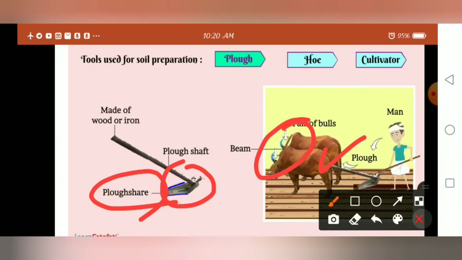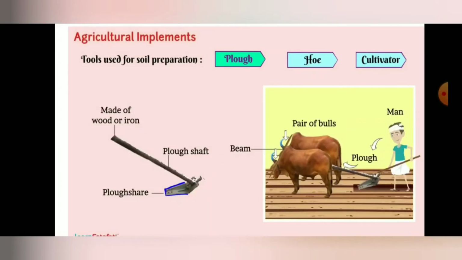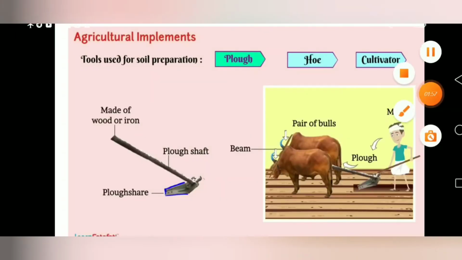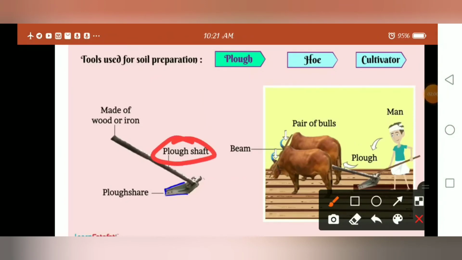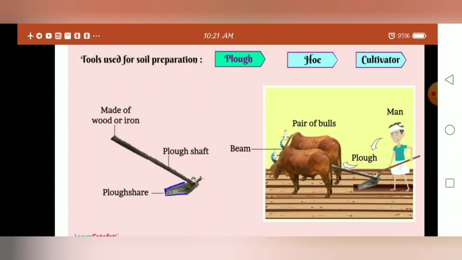Next, the third point: the main part of the plough is a long piece of wood called the plough shaft. See, here is the plough shaft. The three important parts are: it is made of either wood or iron, the triangular shaped ploughshare, and the long plough shaft. There is a handle at one end of the shaft. So this is about the structure of the plough.